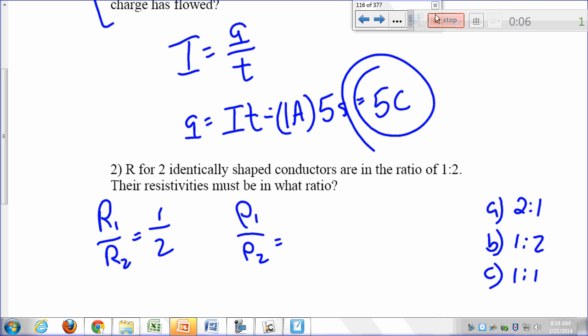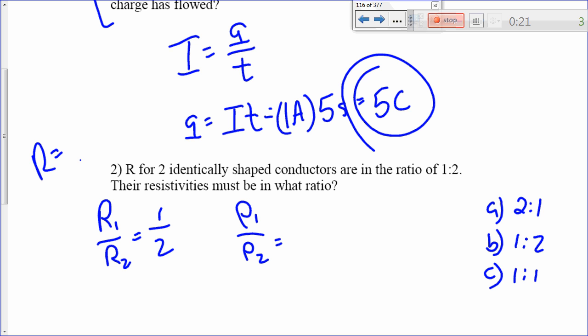My understanding is the MCAT likes to ask questions like this: ratios, relationships, that kind of thing. Remember, our guiding equation here is R equals rho L over A. So how is R related to the resistivity rho?